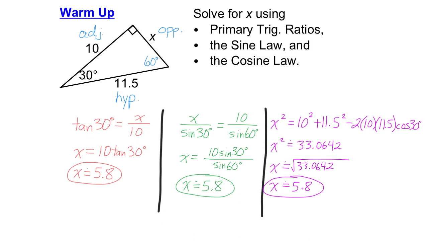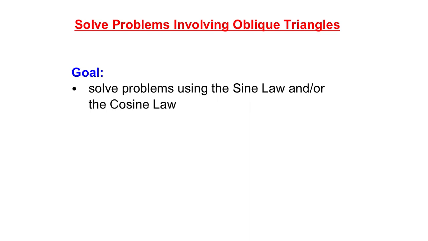So this is a review of the trigonometry that we have done so far. We've used sine, cos, tan, the primary trig ratios. We've used sine law, and we've used cosine law. Today is just putting all that together to solve problems involving oblique triangles. Remember, oblique triangles are non-right triangles. So we're going to be using either the sine law or the cosine law, or maybe even a mix of both, depending on the question.